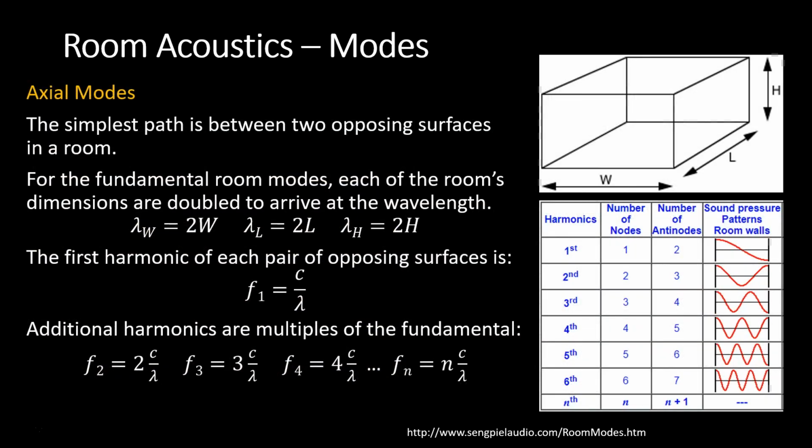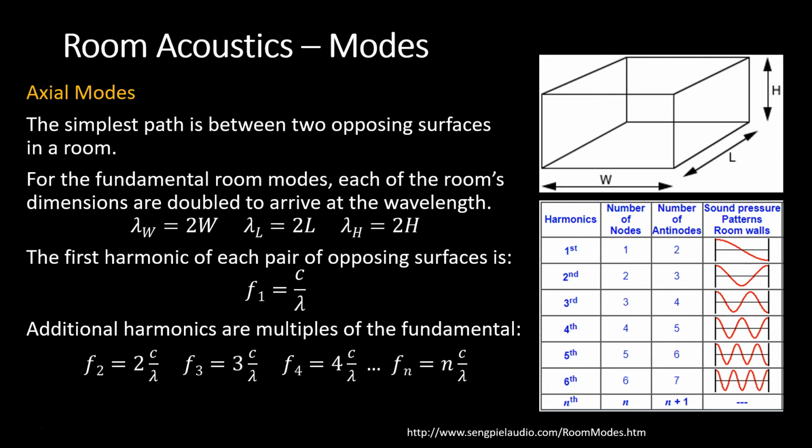Now, in these rooms, if we look at the equations here, you've got the wavelength of the width of the room, the wavelength of the length of the room, and the wavelength of the height of the room. And in each case, the wavelength is 2 times the height, the width, or the length of the room. And then the frequency of each of those harmonics, the first harmonic of the room mode, is the speed of sound divided by the wavelength.